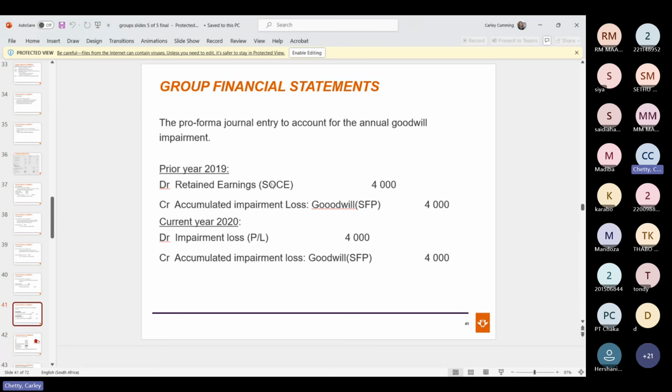So because it happened in the prior year, when we do all of our pro forma journal entries, we need to process this again, but we are going to debit retained earnings. So we're going to debit retained earnings with 4,000 Rand, which is the parent share of the impairment. This is in the consolidated financial statements. And we're going to credit accumulated impairment loss goodwill with 4,000 Rand.